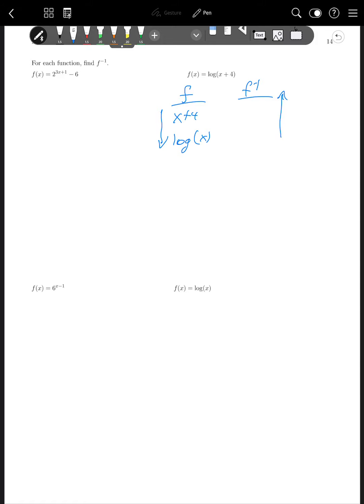So the inverse of adding 4 is subtracting 4, so that would be x minus 4, and the inverse of log of x is 10 to the x. It's the same base but an exponential instead of a logarithm. So then when I compose this together to get my final answer, I do the 10 to the x first and then I subtract 4. So this would be 10 to the x minus 4. Okay, so that's the idea.